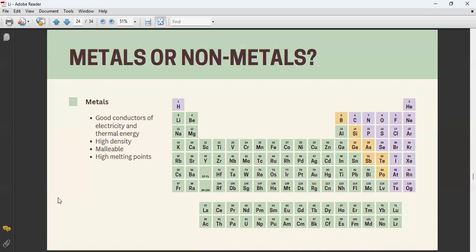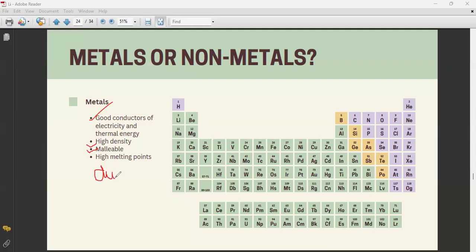Moving forward, how are metals and non-metals put into the modern periodic table? Metals, as we know, are good conductors of electricity and thermal energy, and they have high density. They are malleable. What does the word malleable mean? It means they can be drawn into a thin sheet. Also, they have ductility. What does the word ductility mean?